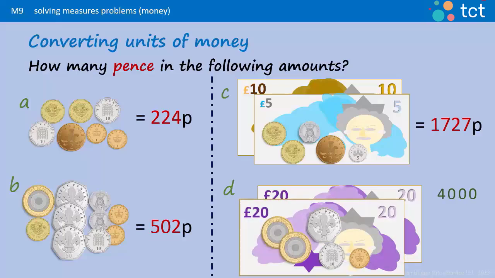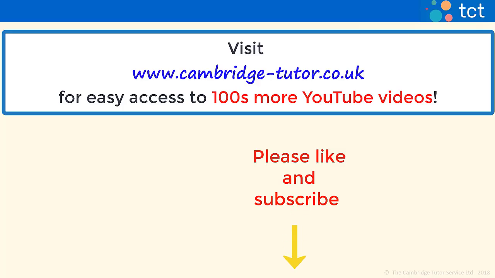And finally D, £20 note, which is 2,000 pence, and another £20 note, so that's now 4,000 pence. Now we have 2 £2 coins, so that's another 400 pence. That's 4,400. Now there's 60 pence to add on to that, so that's 4,460, and then the odd 1 pence, 4,461 pence.